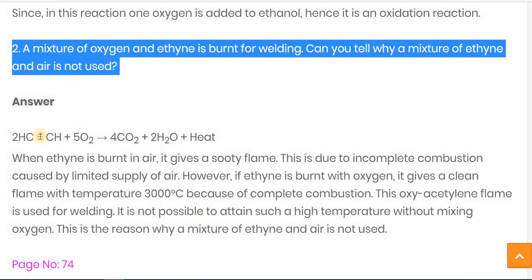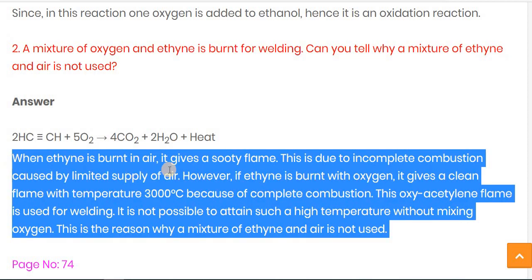Here you can see the triple bond is there in this ethyne. YNE is there, so that means a triple bond between the carbon atoms. When it reacts with oxygen, it forms carbon dioxide, water, and heat. When ethyne is burned in air, it gives a sooty yellowish flame. Why? Because of incomplete combustion, since complete oxidation does not occur and it gets a limited supply of oxygen.